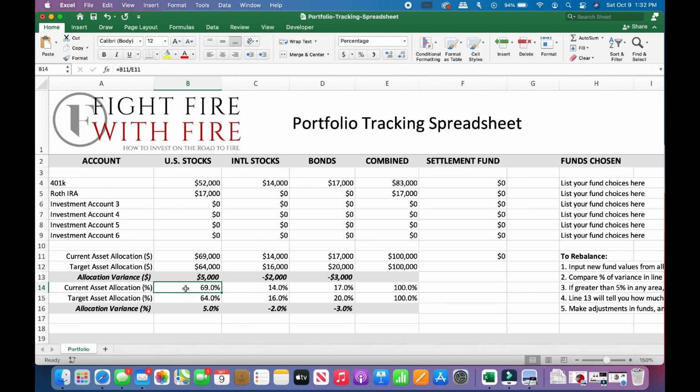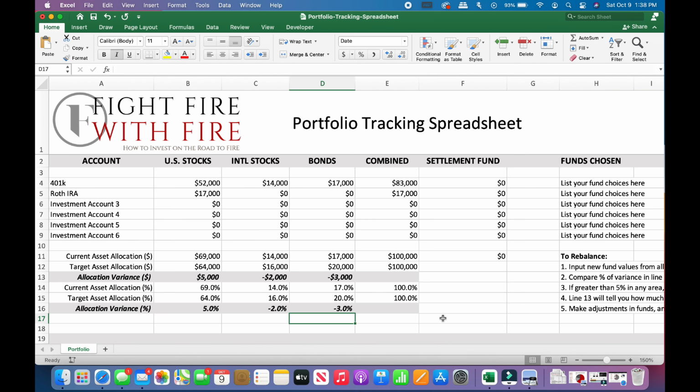The numbers below here show that same information in percentages. So if you look, US stocks now hold 69% of our portfolio when we really only want them to hold 64%. International stocks hold 14% when we really want 16%. And bonds only hold 17% when we want to hold 20%, which means we're overvalued in US stocks by 5% and undervalued in international stocks by 2% and bonds by 3%. So if we're using the variance bands method of rebalancing and our variance trigger is set to 5%, this information will tell you right there that we need to rebalance.